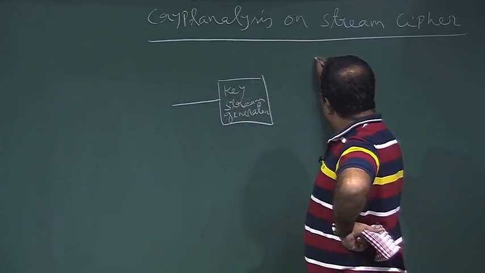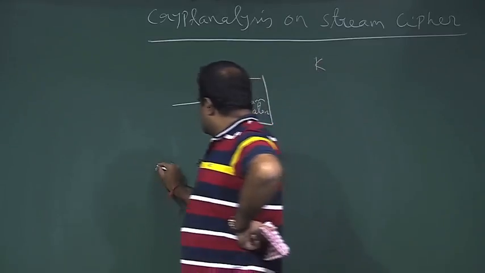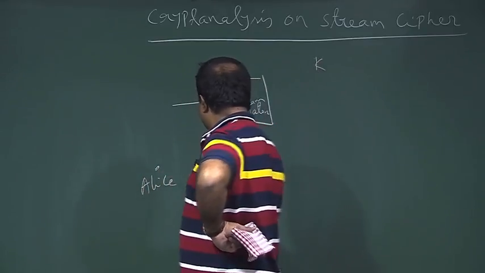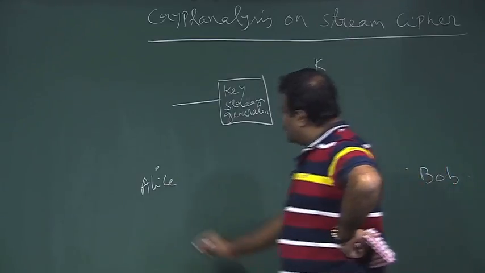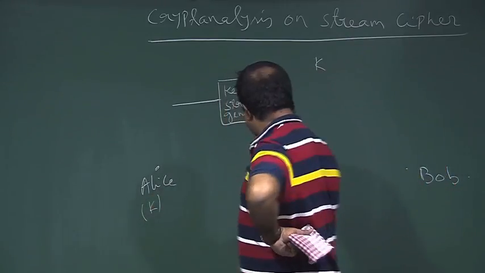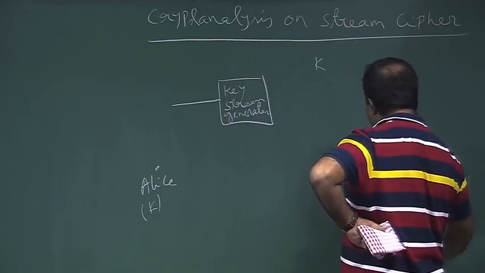So the secret key K is shared between Alice and Bob. We have two parties, Alice and Bob, and they have a common key. This is symmetric key encryption. They have a common key K, which is some bits.